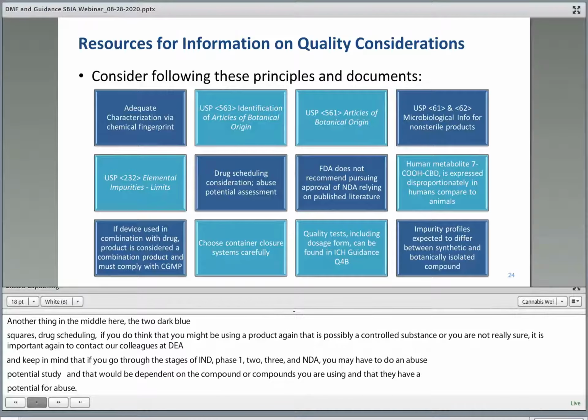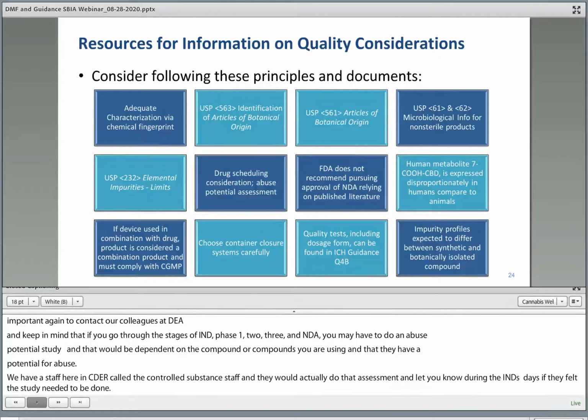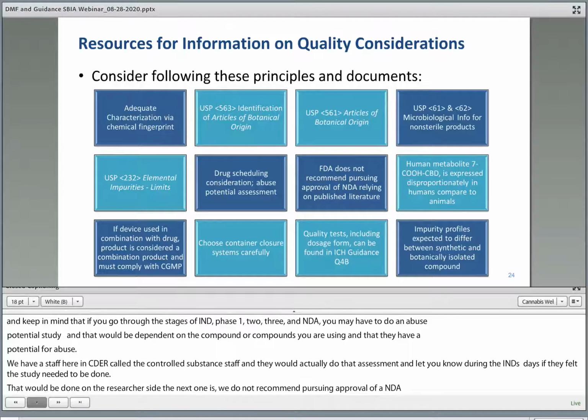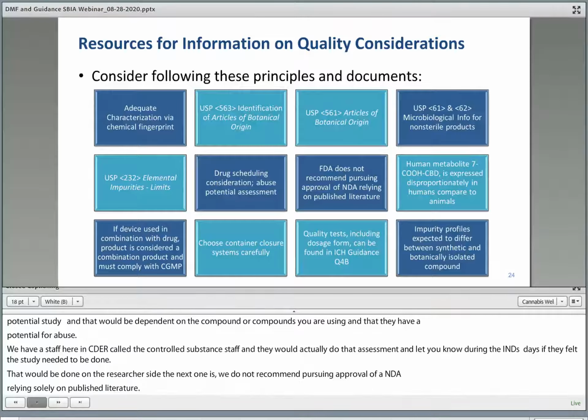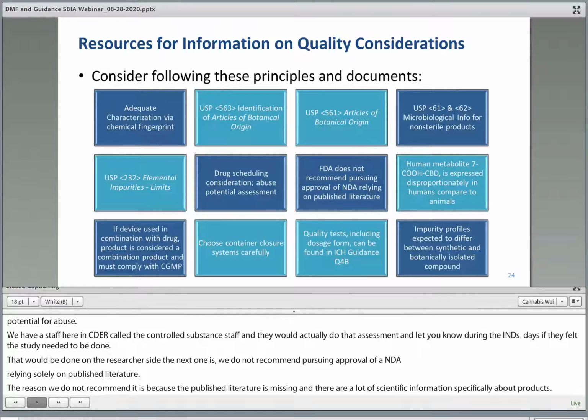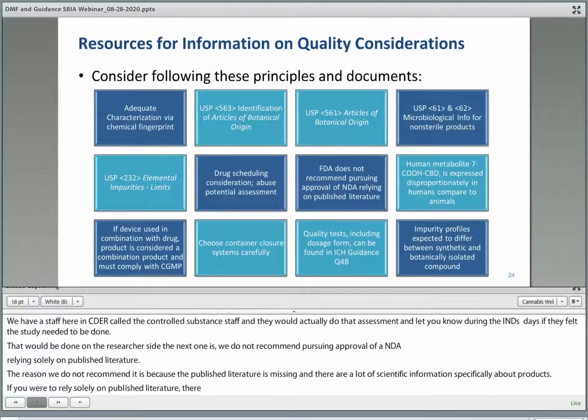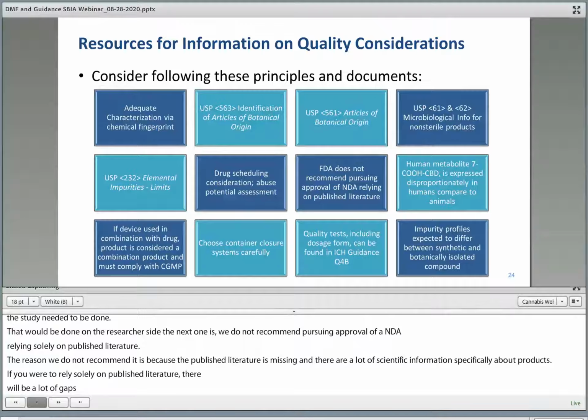The next one is, we don't recommend pursuing approval of an NDA relying solely on published literature. The reason is that the published literature is missing a lot of scientific information specifically about products. If you were to rely solely on published literature, there will be a lot of gaps. As a reminder, you are required to provide strength, identity, and purity of your investigational product, and a lot of times that information is not in the published literature. So it doesn't mean you can't use it. We just don't recommend that you solely rely on it. So you're going to have to produce some of your own data as well.